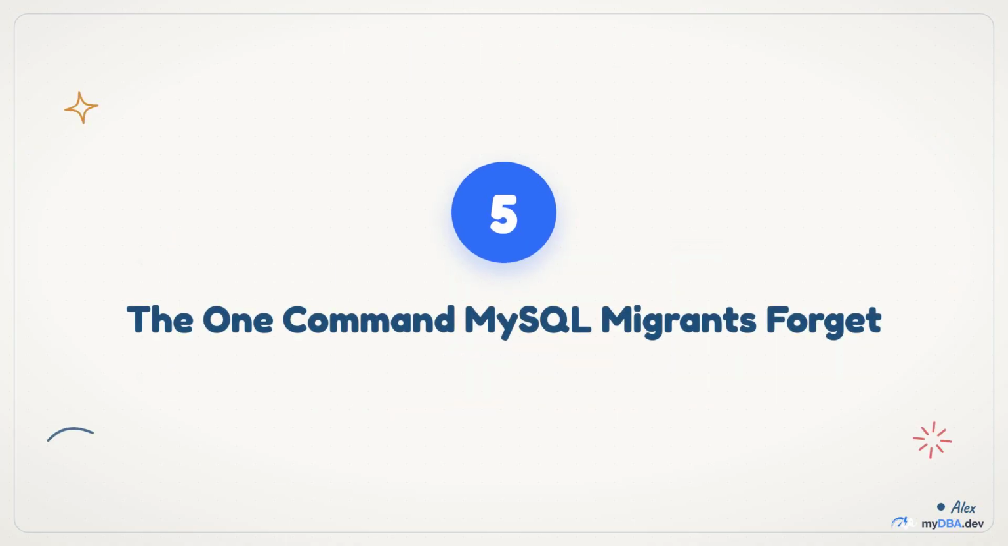All right, final piece. The one command that trips up every MySQL migrant. What is it? Grant usage on schema name to role name. In MySQL, you grant privileges on database.table and you're done. In Postgres, if you forget to grant usage on the schema, the role can't access objects inside it, even if you've granted select on every table.